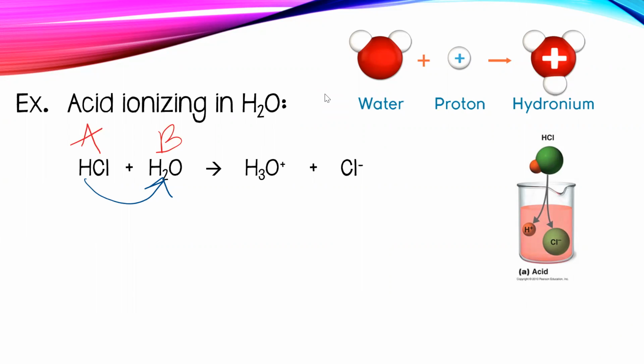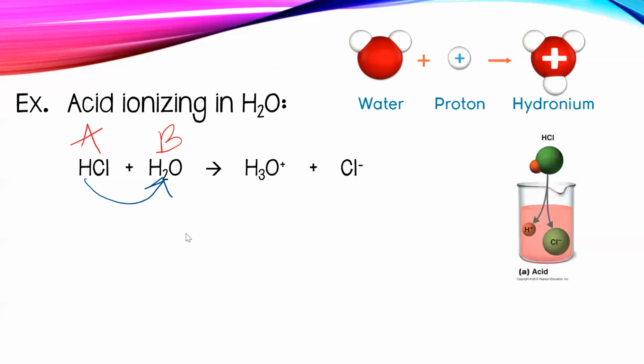So if you look at the picture over here, that's showing you just the proton being given to the H2O and making it H3O positive. And then this picture is just showing you HCl breaking apart into its ions. Once again, the H2O accepts this H+ proton. The Cl is left by itself.